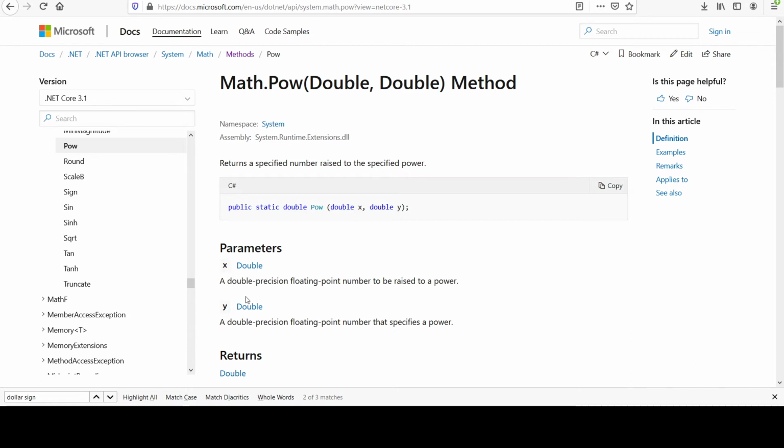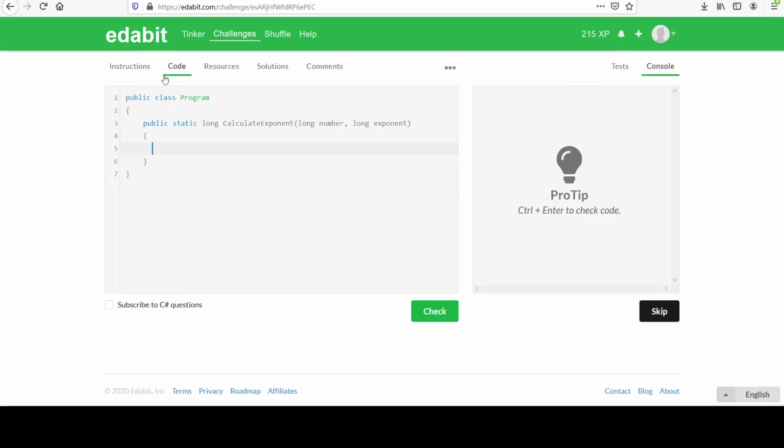X and Y are poorly named, but they have your description right down here. This is the number, the base, and then the Y would be the exponent. And they do a little better job in our method naming those. So that's nice. So then this becomes return Math.Pow(number, exponent).